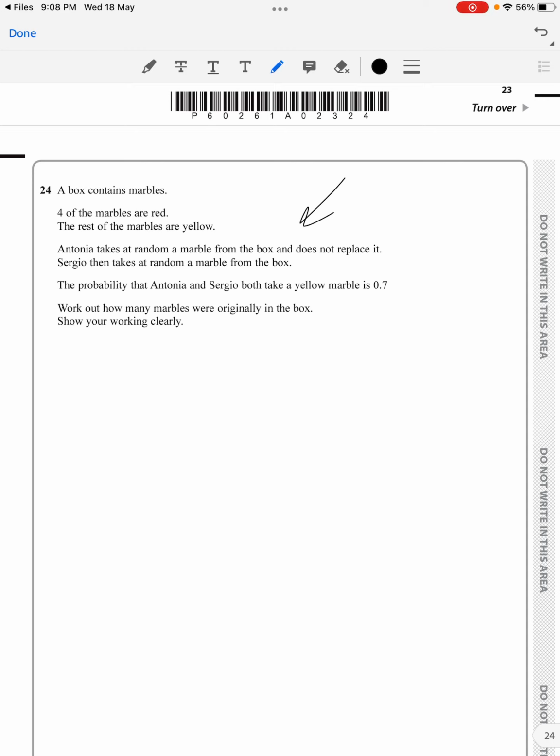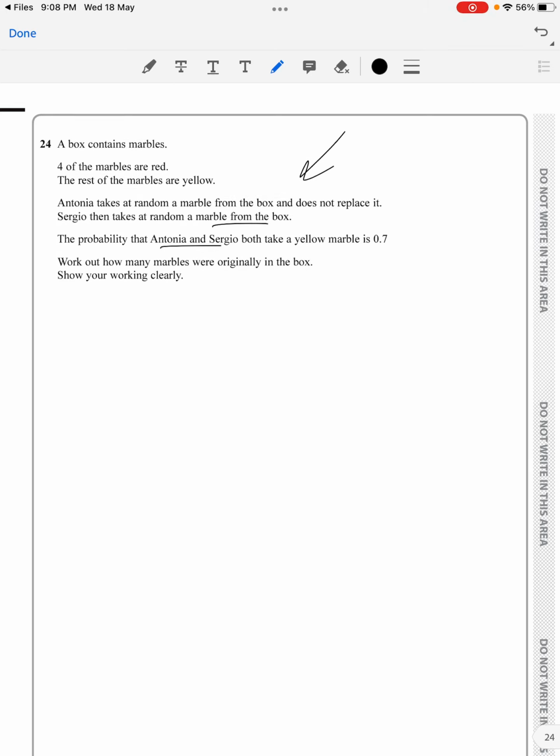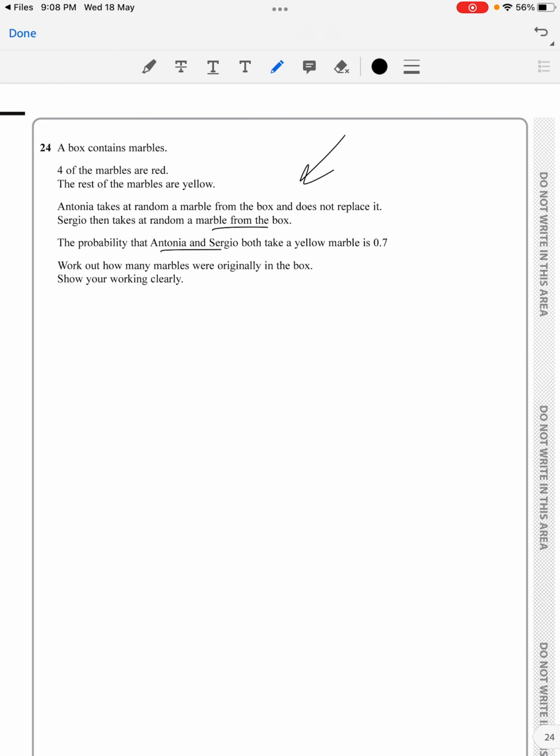So a box contains marbles. 4 of the marbles are red, but the rest of them are yellow. Antonio takes a random marble from the box and does not replace it. Sergio then takes a random marble from the box. Probability that's both Antonio and Sergio.